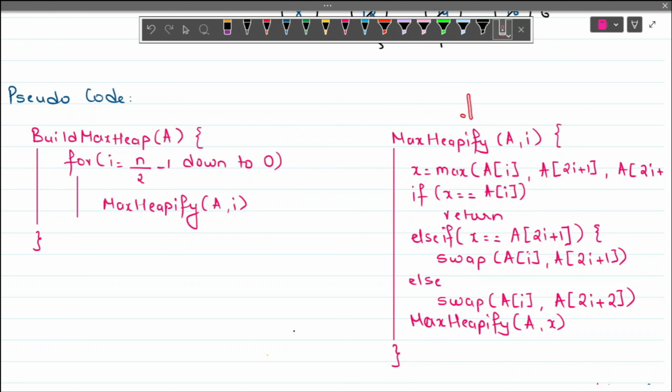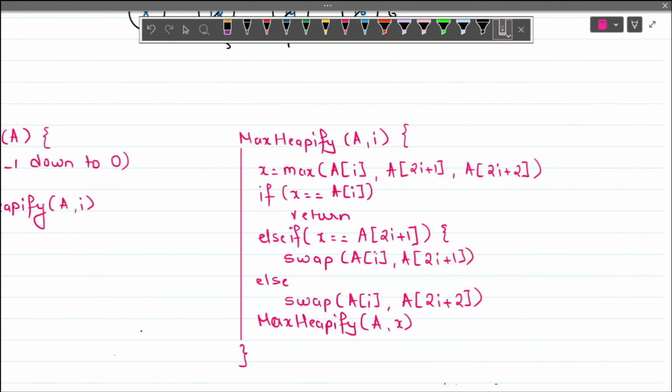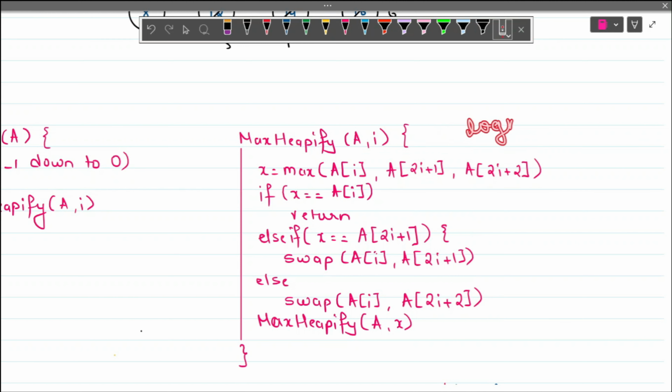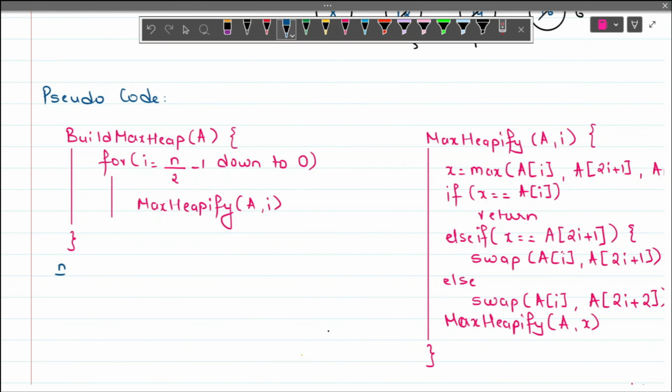So let's come to the Max Heapify function. Now in the Max Heapify function we are actually doing swap, right? And after swapping we are calling the Max Heapify function again for log n times, right? So this might take log n, right? So n by 2 into log n. So this is order of n log n. You might think that this might be the time complexity of this pseudocode, but actually we are wrong.